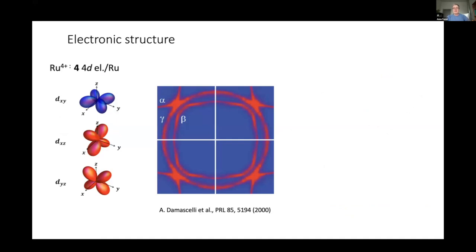So a few things about the low temperature Fermi liquid state. You have 4 electrons in a 4D ruthenium shell, which are distributed over the 3 T2G orbitals. And the Fermi surface, as you see it here in the center, consists of a large circular Fermi surface called gamma and 2 square-like pockets called alpha and beta. This was the first measurement of the bulk Fermi surface from ARPES by Andrea Damascelli.